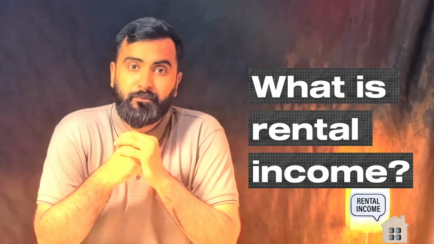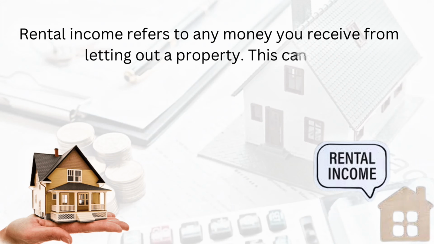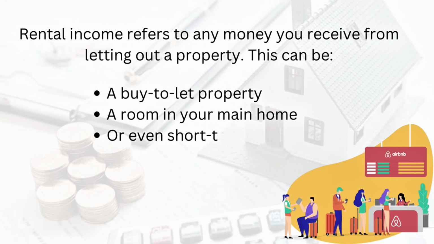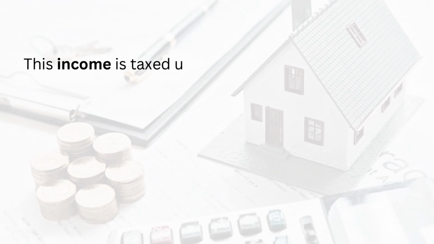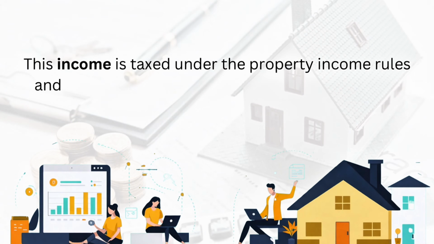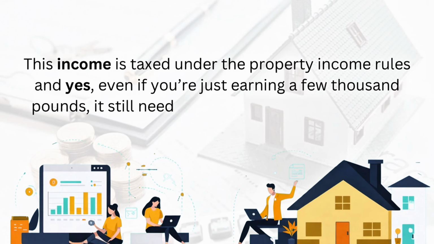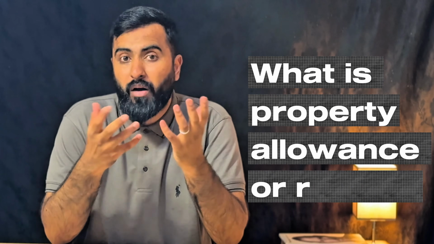So the first question is, what is rental income? Rental income refers to any money you receive from letting out a property. This can be a buy to let property, a room in your main home, or even short term lets through a platform like Airbnb. This income is taxed under the property income rules. And yes, even if you are just earning a few £1,000, it still needs to be declared once it crosses an allowance threshold.